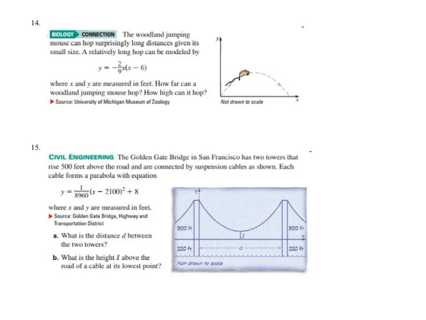A relatively long hop can be modeled by the equation y equals negative 2/9 x, then in parentheses x minus 6, where x and y are measured in feet. How far can the woodland jumping mouse hop, and how high can it hop?